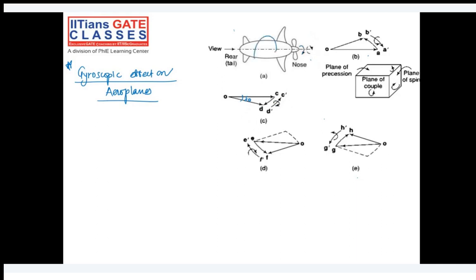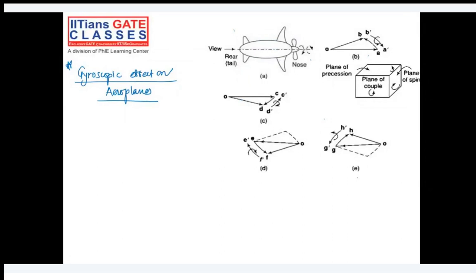How will you generate this couple? When you have this upward reaction here and downward reaction here. Do you agree? Then only this kind of couple will generate, or torque will generate. That is the reactive torque, and because of this torque, what will happen is the nose will go down and the tail will rise. Yes, correct. Okay, the nose will go in downward direction and the tail will go in upward direction, because our rotor is rotating in clockwise direction and we are taking a right turn.